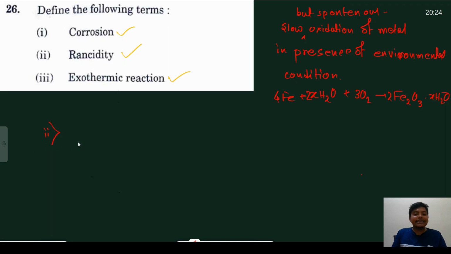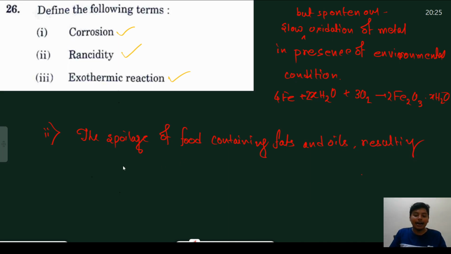Now coming to rancidity. What is rancidity? Rancidity is nothing but the spoilage of food containing fats and oils, resulting in unpleasant odor, flavors, and altered taste due to rancidity.